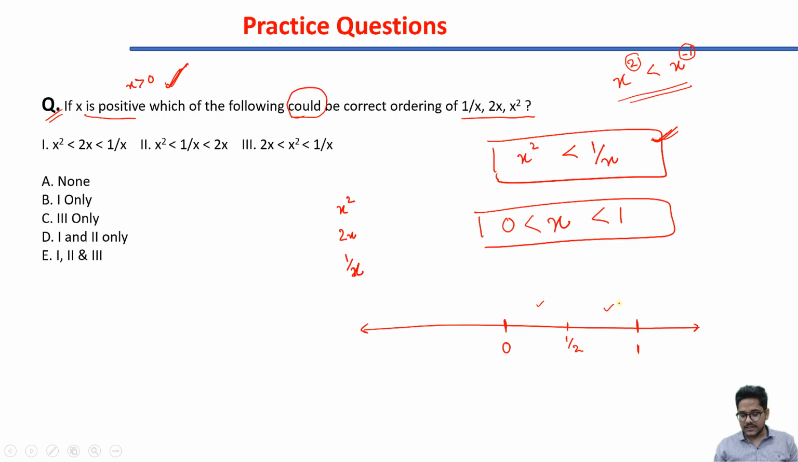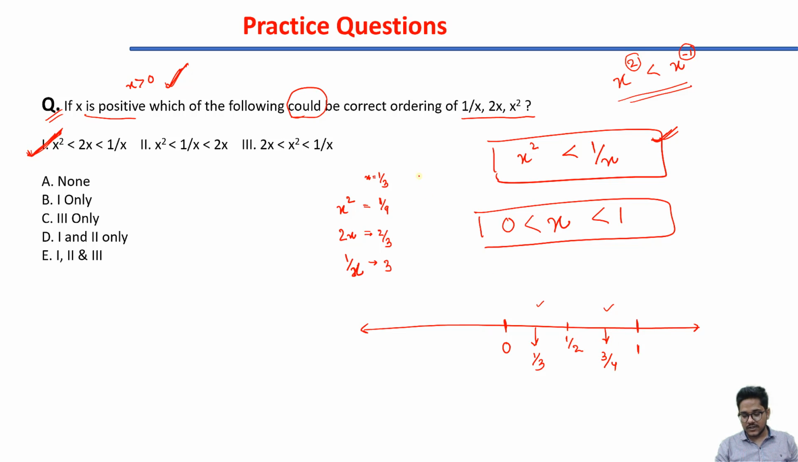Now let's try to see what happens if we test any points on this. So between 0 and 1 by 2 I can test a point that is 1 by 3, and between 1 by 2 and 1 I can test a point that is 3 by 4. Now let's check each of the values. At x equals 1 by 3, the value of x square would be 1 by 9, 2x would be 2 by 3, and 1 by x would be 3. So you can see that x square is the least, and then 2x and then 1 by x. So the first ordering can be true.